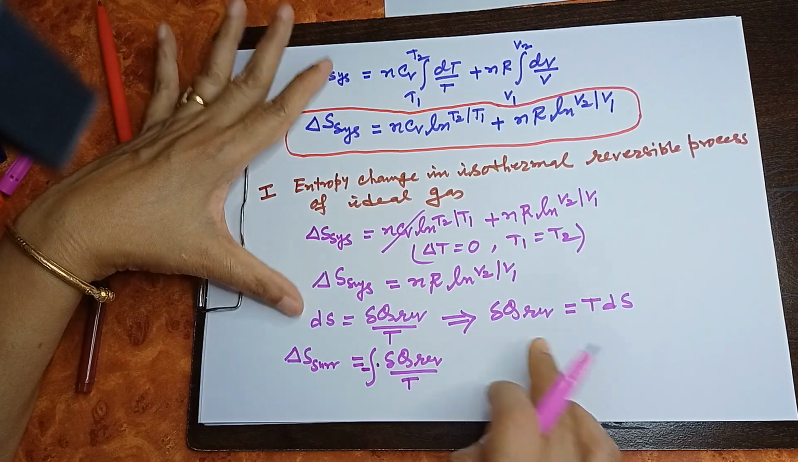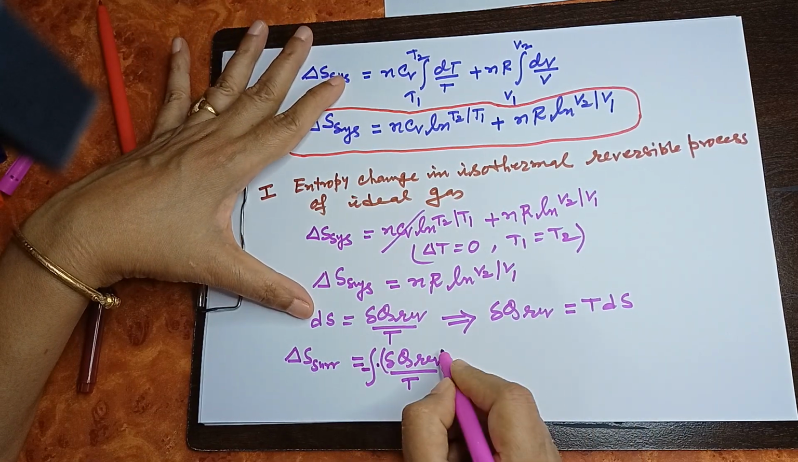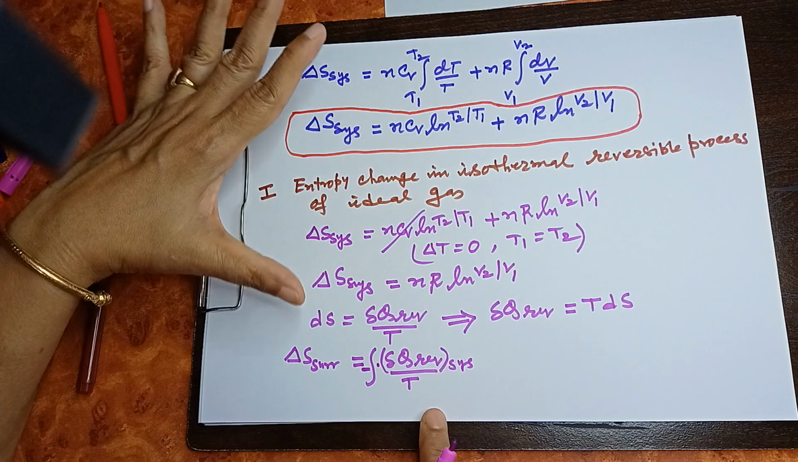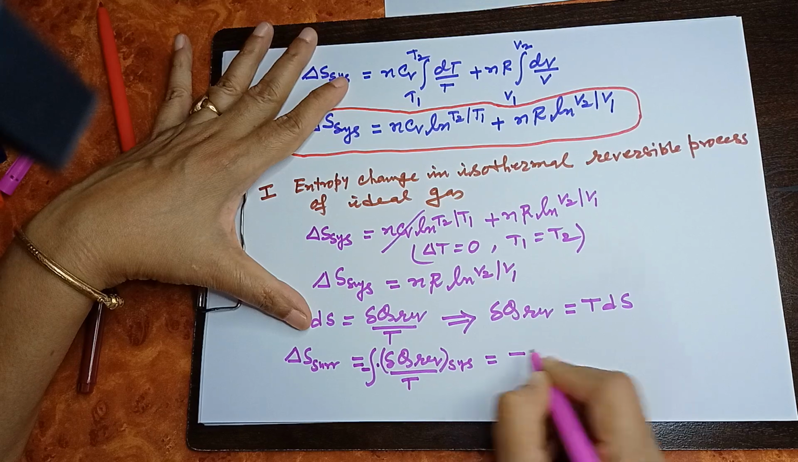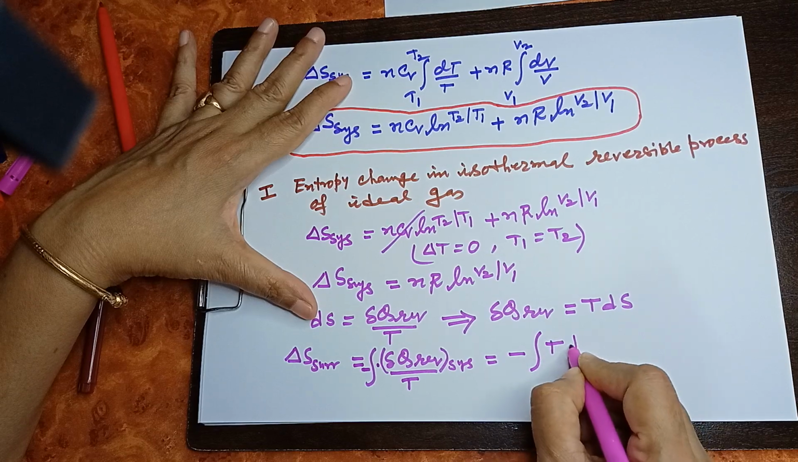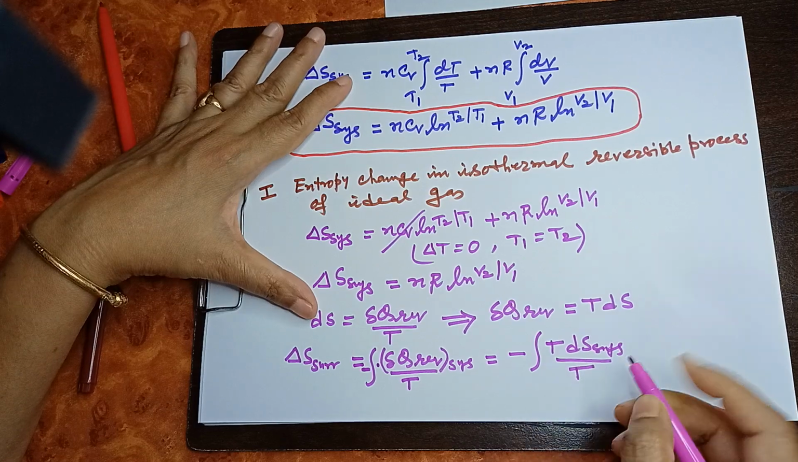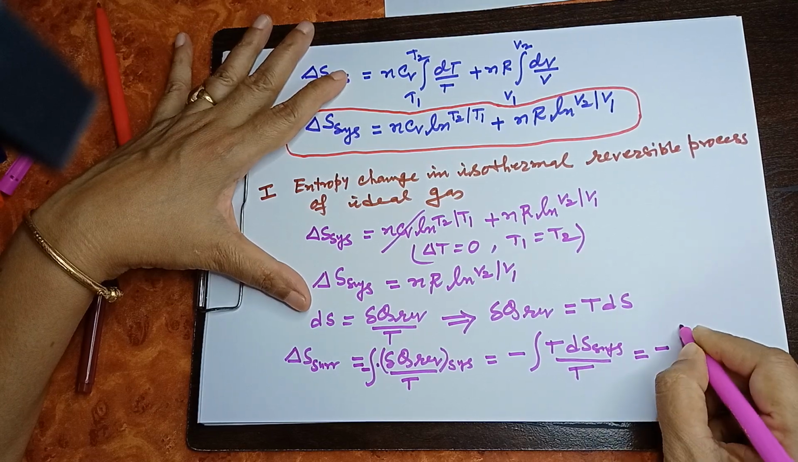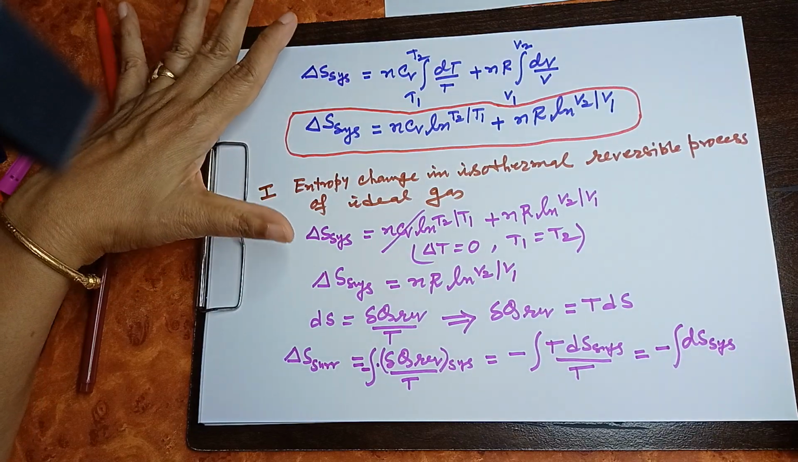Okay, so here I am writing in terms of system, but it is negative, so you can write dQ reversible of system by T. Right? So dQ reversible is nothing but T dS, so it is minus integration of T dS of the system by T. So again T gets cancelled. So it is equal to minus integration of entropy change dS of the system. Okay.